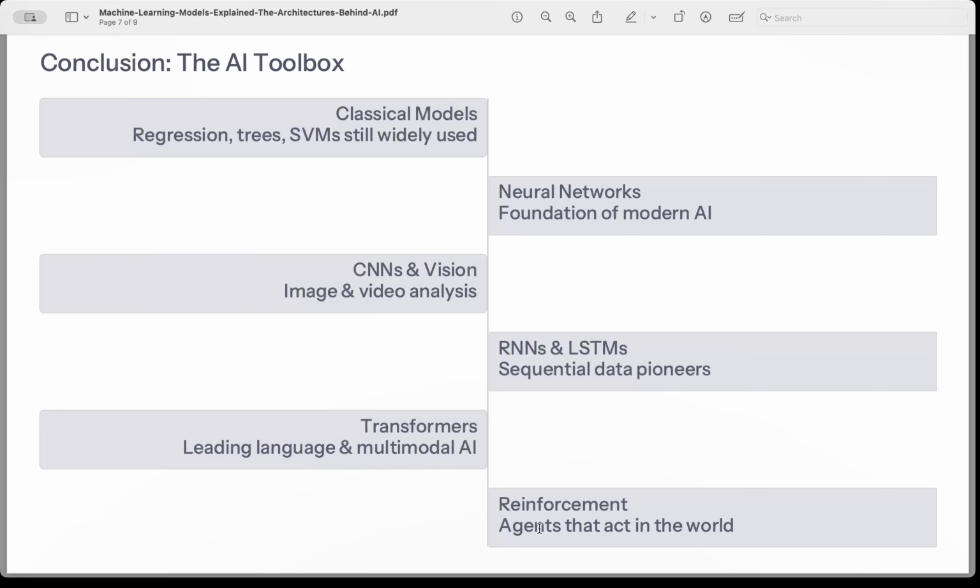Now, each model has its strengths and weaknesses. However, together they form the toolbox that is driving the AI revolution and that we can use for our various AI applications.